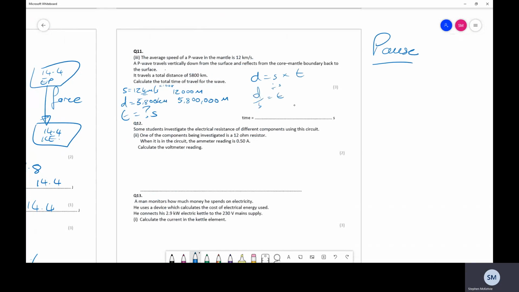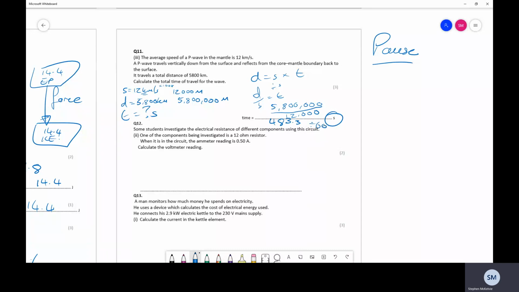And the distance that it traveled is 5,800,000 divided by 12,000. Then divide that by that equals 483. Golly, that's fast. The time it took was 483.3 seconds, and I can leave it as it is because it's not asking for minutes. If it did want minutes, I would divide by 60, but it doesn't, so I won't.